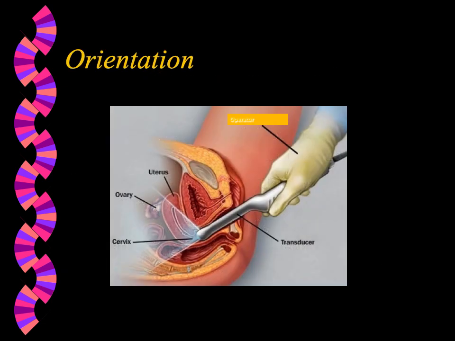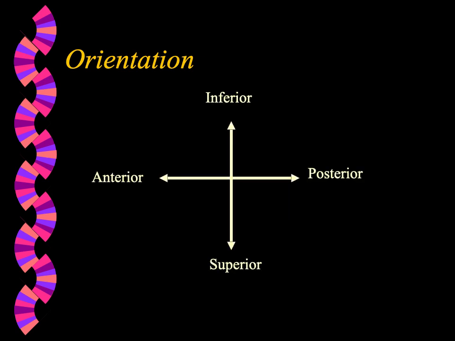So I'm going to give you a couple of images to look at orientation. This first slide shows the probe in the patient's vagina. You can see the bladder anterior to the uterus and the rectum posterior to the uterus. In this image, her uterus is anteverted, pointing up to her anterior abdominal wall. The thing that makes it difficult is the way we look at it on the screen.